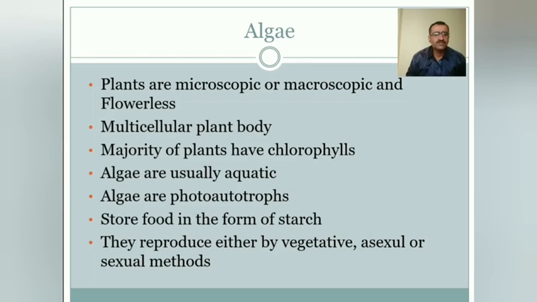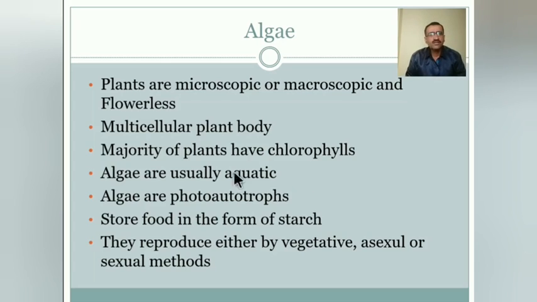The mode of nutrition of fungi and bacteria is heterotrophic. Why? Because they do not have the chlorophyll pigment. Algae have the chlorophyll pigment, and fungi and bacteria do not have the chlorophyll pigment, hence algae is autotrophic.